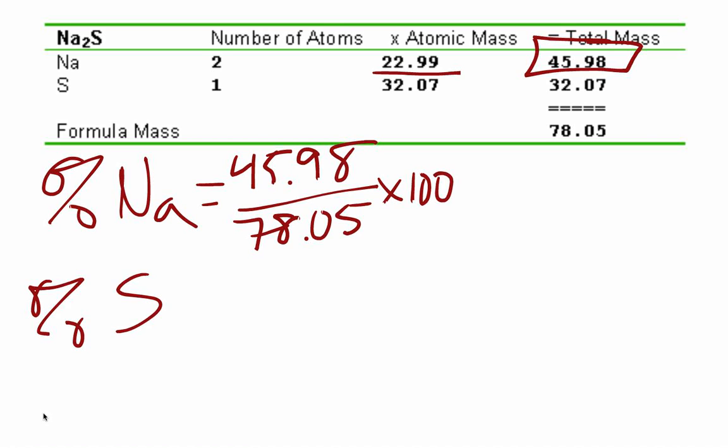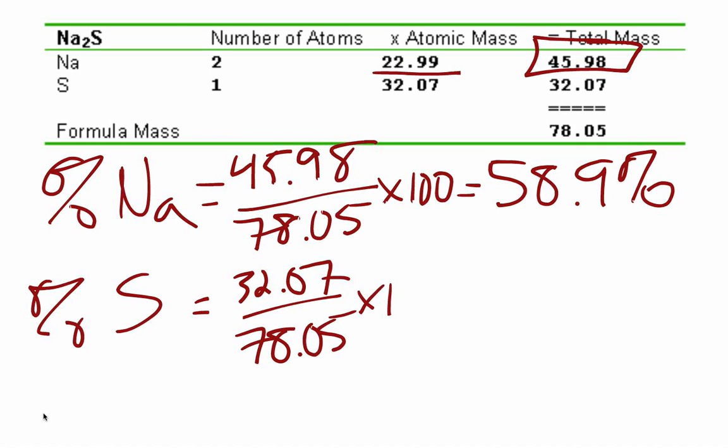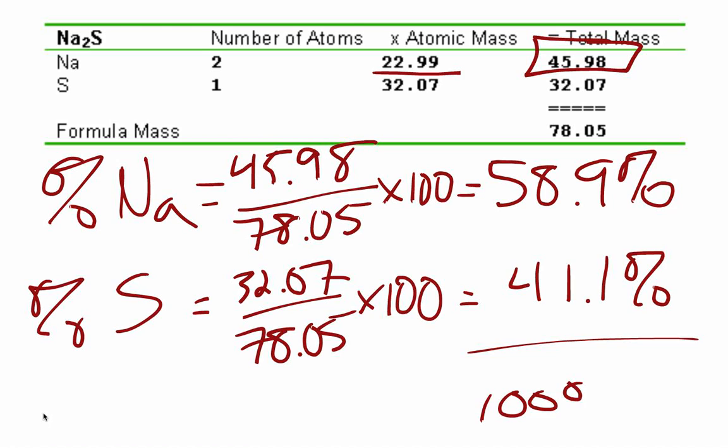45.98 divided by 78.05, and we get, you can hear the buttons calculating in the distance, 58.9%. So it's 58.9% sodium. Now, to solve for my sulfur, 32.07 divided by the total mass again, 78.05 times 100 to make it a percent, and I get 41.1%. Add those up, and as a good check, we do get 100% as the total.